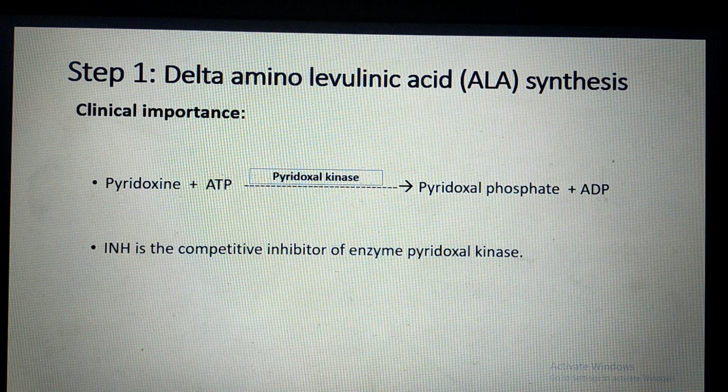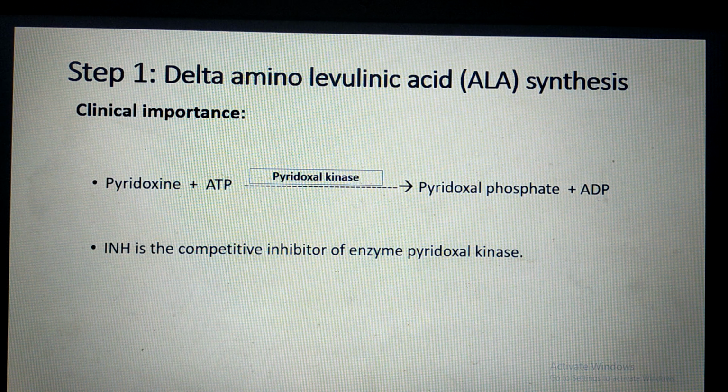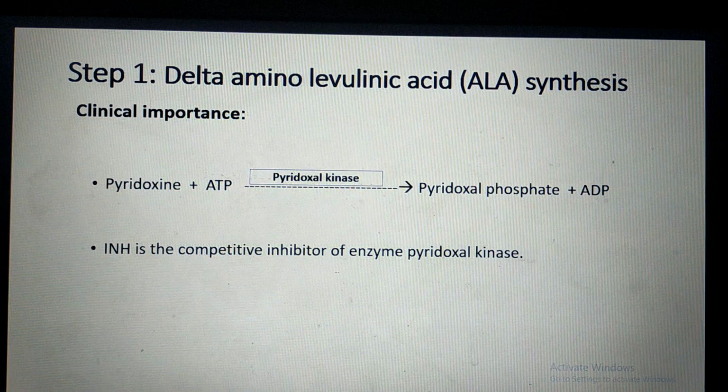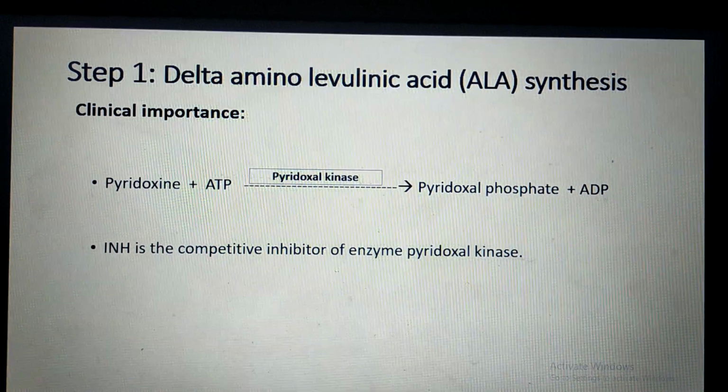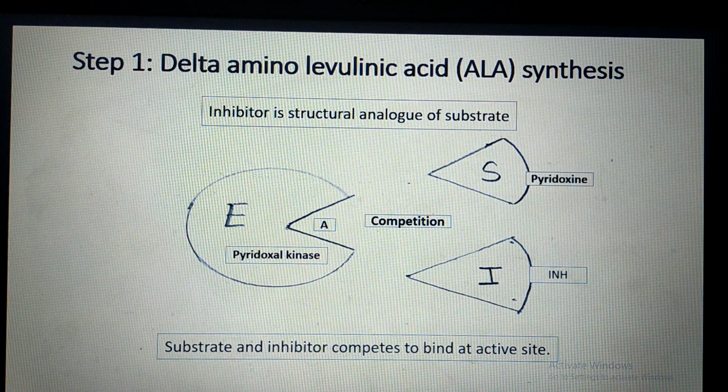Now this INH drug is a competitive inhibitor of the enzyme pyridoxal kinase. This INH inhibits the enzyme, and hence pyridoxine is not converted into pyridoxal phosphate. When the coenzyme is not available, the rate of the first step decreases, and hence the heme synthesis pathway occurs at a slow rate. The same I have shown you here diagrammatically.